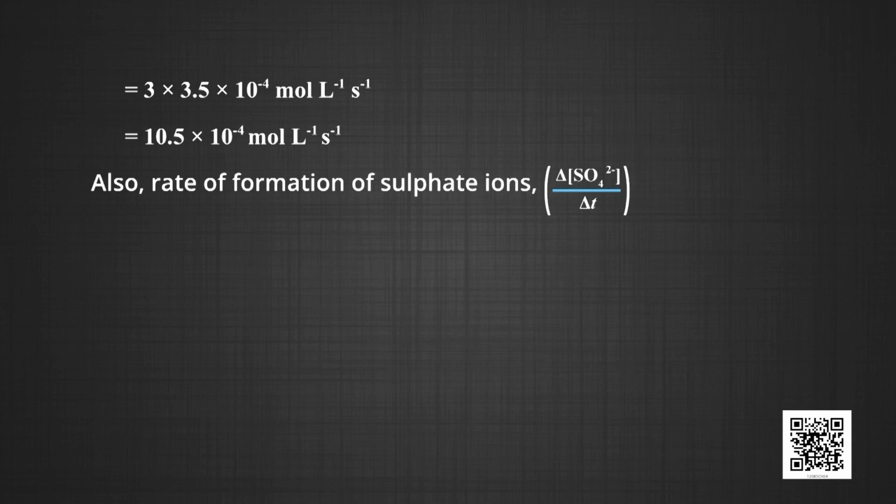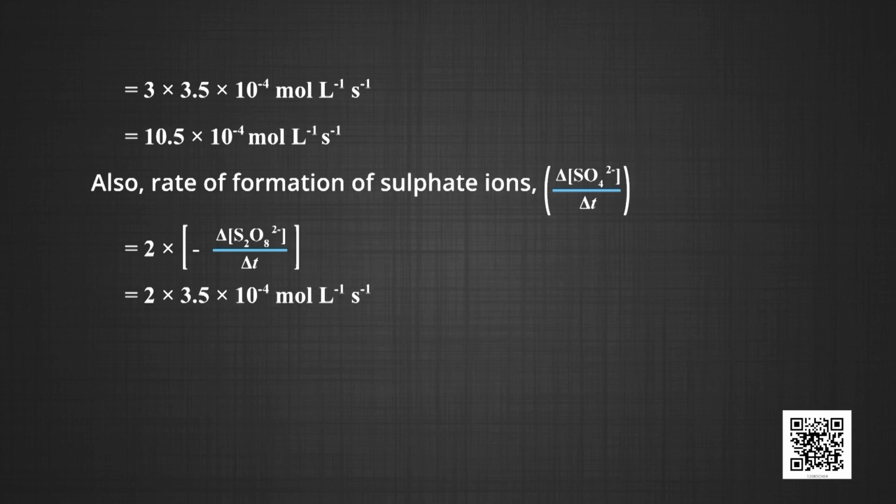Also, the rate of formation of the sulfate ions, delta molar concentration of the sulfate ions divided by delta T, is equal to 2 into minus delta molar concentration of the peroxy disulfate ions by delta T. After putting the values, it is equal to 2 into 3.5 into 10 raised to power minus 4 moles per liter per second. The final answer is 7.0 into 10 raised to power minus 4 moles per liter per second.